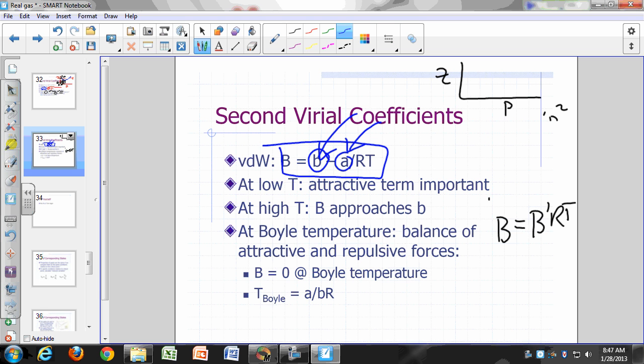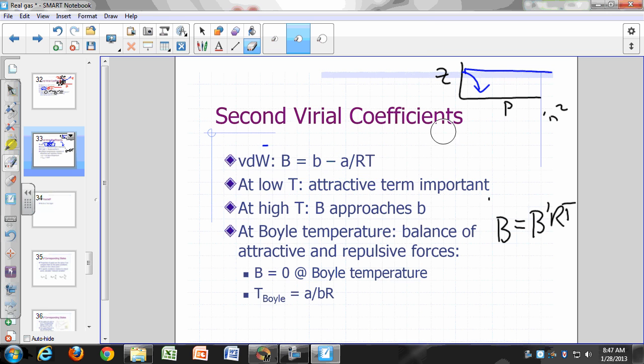No, that's excluded volume. That's b. b is excluded volume. That's due to repulsion. a accounts for attractions. And that tells you how that's related to how much that thing dips, how your Z versus P dips below 1, right? That's related to that.